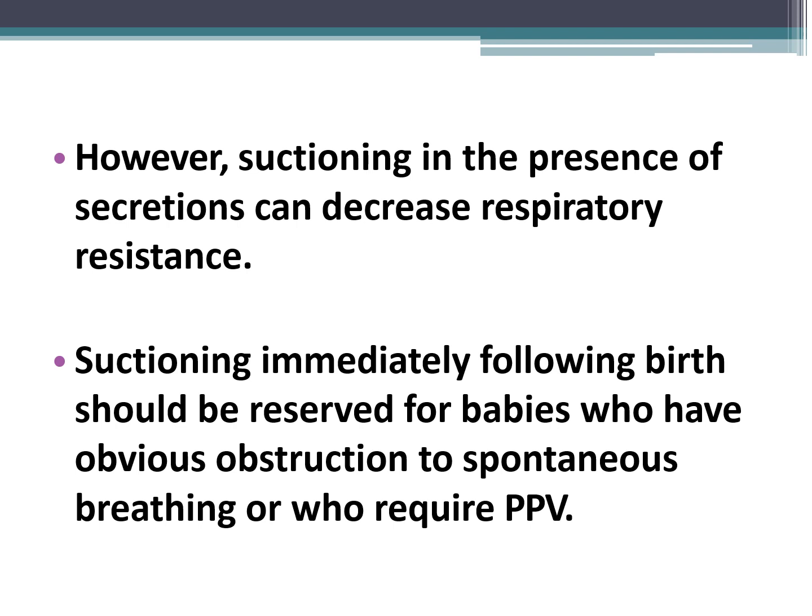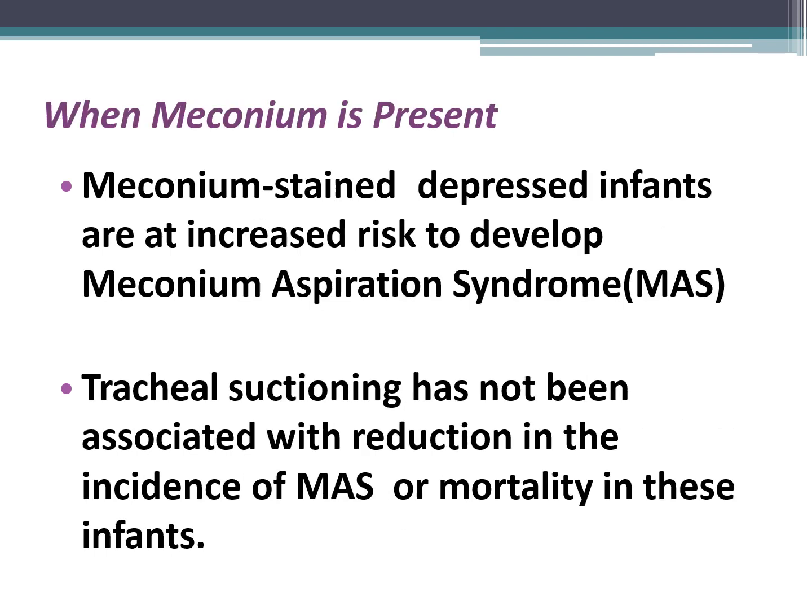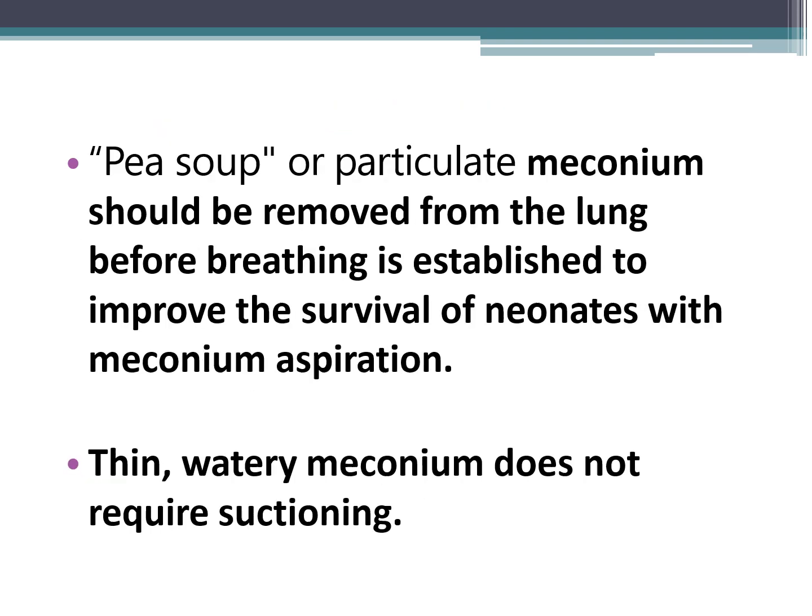And suctioning immediately following the birth should be reserved for babies who are having obvious secretions with spontaneous breathing, and those who require positive pressure ventilation, that is nasopharyngeal suctioning. The normal suctioning by using bulb syringe, clearing the mouth and nose, should be done for all the babies. And if the meconium aspiration is there, the baby may get the meconium aspiration syndrome. So in that case, tracheal suctioning has not been associated with reduction in the incidence of MAS or mortality of these infants. Even if you are doing the suctioning also, there is a chance for getting the meconium aspiration syndrome.